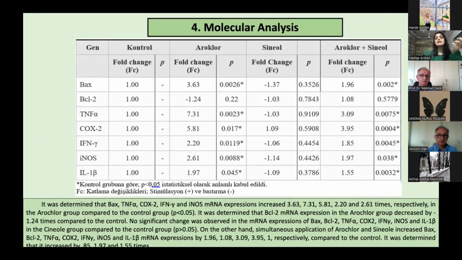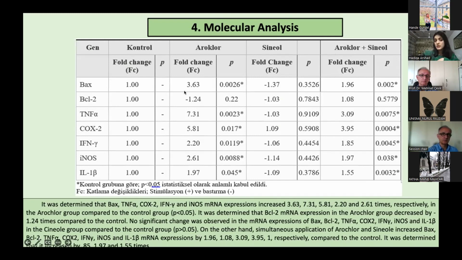The next and the foremost was the molecular analysis. Molecular analysis, we did it by the gene glow method, which was about the fold change. The fold change will tell us how much this particular protein was increased in a particular group. So the groups were control, Aroclor, cineole, and Aroclor plus cineole.